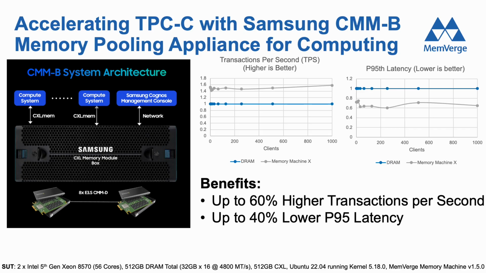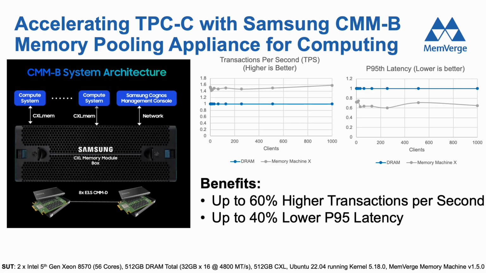Now moving on, a different use case here is the Samsung CMM-B memory pooling appliance, and this enables flexible allocation of memory resources by supporting up to 8 E3.S CXL memory modules connected in the appliance itself, and we can connect those directly to multiple hosts.